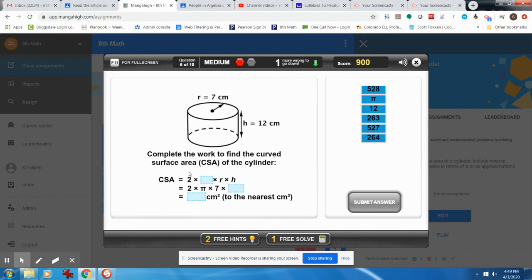All right, same thing here. Complete the work to find the curved surface area. 2 times pi times the radius times h. So 2 times pi times 7 was the radius times my h, right? So the first box, what goes here? Pi. Second box, what goes in for h? 12. Next box, got to use a calculator. 2 times 3.14. Let's see if we can get this one right. Times 7 times 12. This time I got 527.52, which I'm going to say is 528.